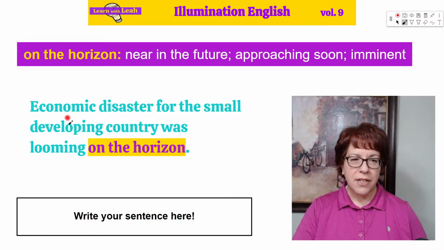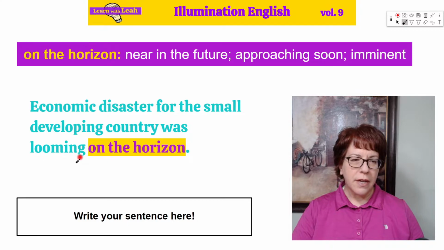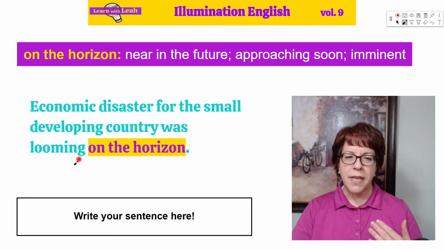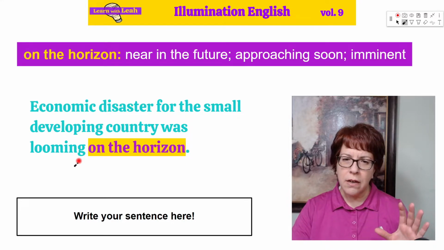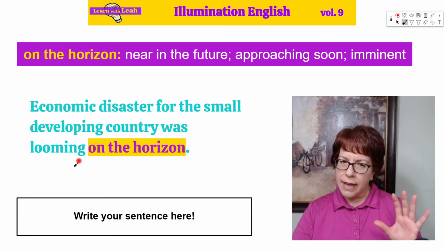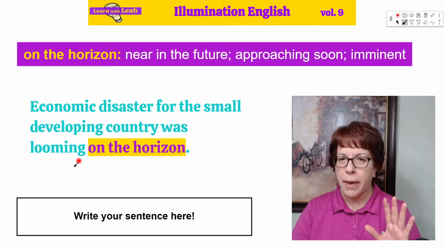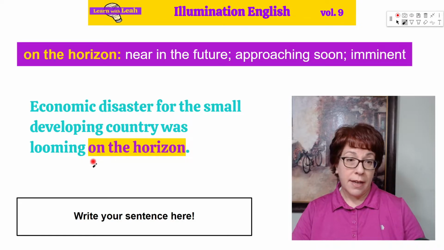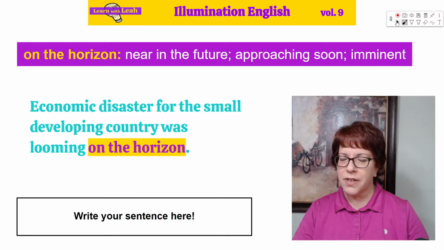All right, economic disaster. Here's the subject. Economic disaster for the small developing country was looming on the horizon. And we have a good verb here. The word looming means to appear kind of in a vague or shadowy way. Usually definitely ominous, negative. In any context, you'll see this word looming. It's something bad is going to happen. And I guess if it's on the horizon, that means it's going to happen fairly soon. Let's go to our next word.